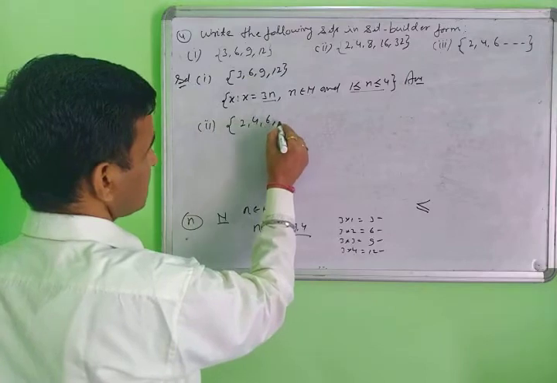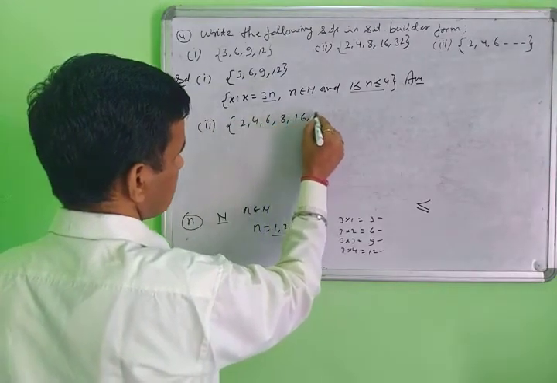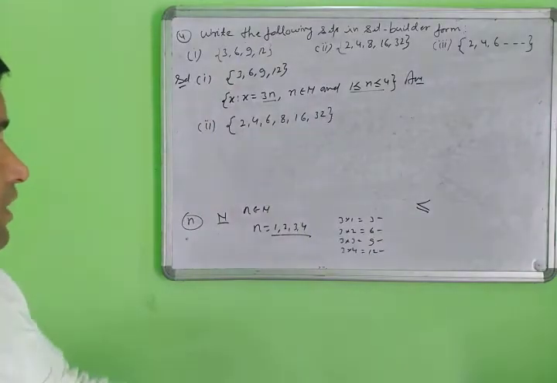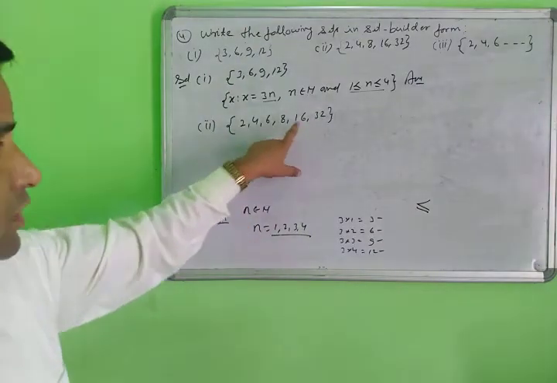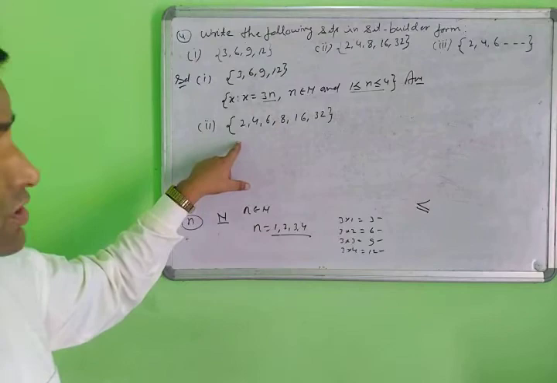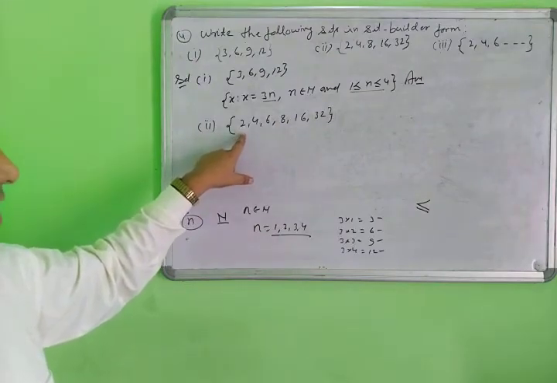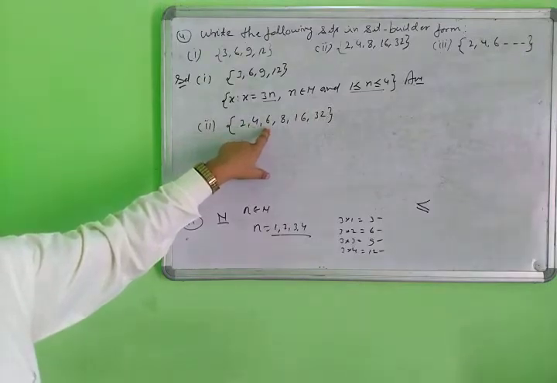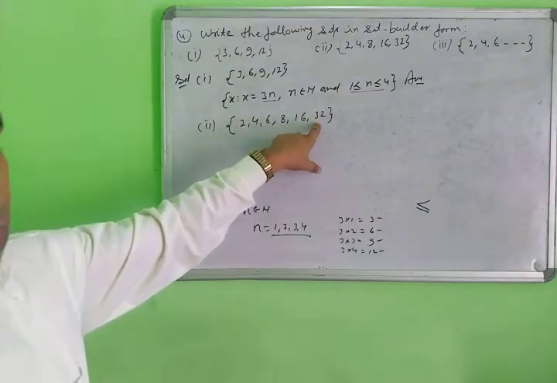2, 4, 6, 8, 16 and 32. Same thing here. First you observe which pattern, which series, which identity the elements follow. So now you look here: 2, 4, 6, 8, 16 and 32.